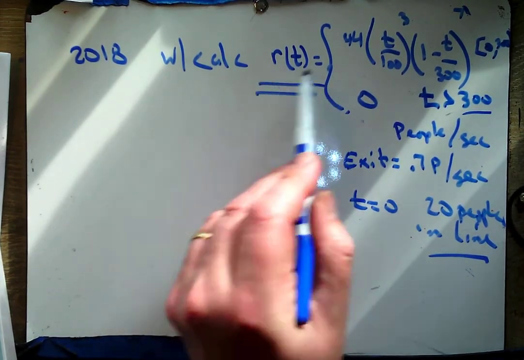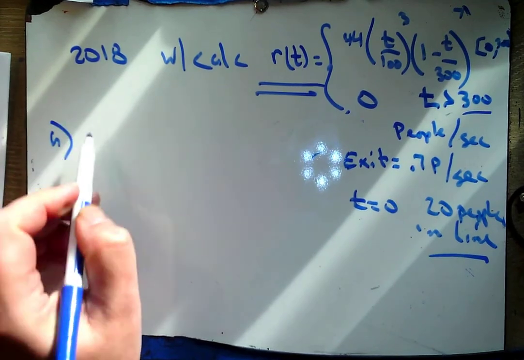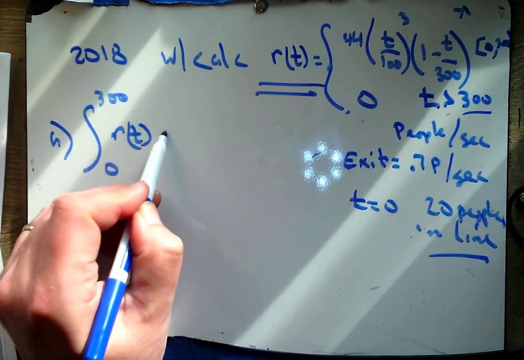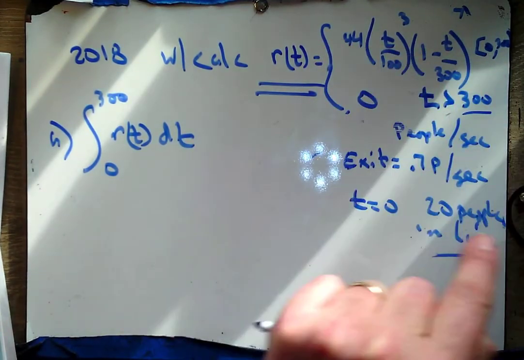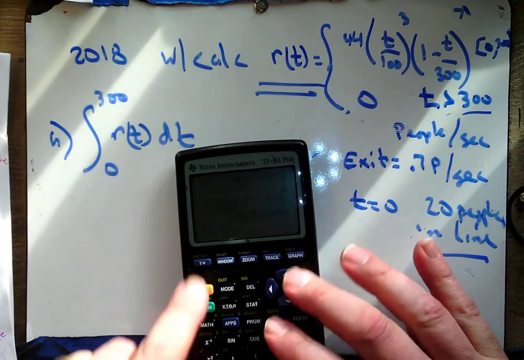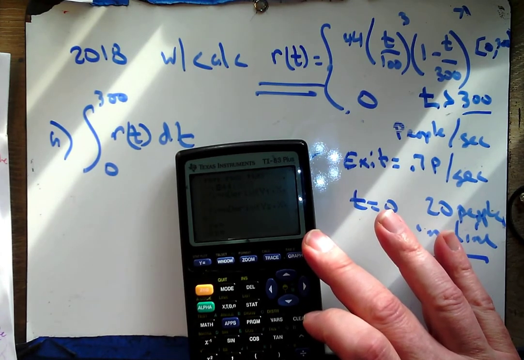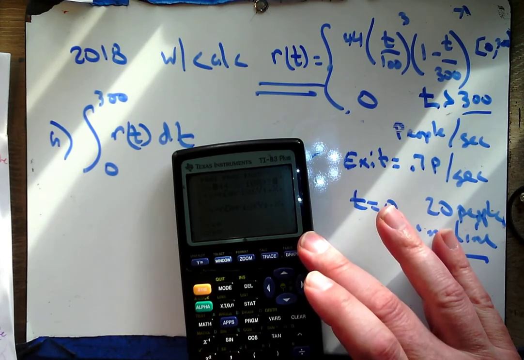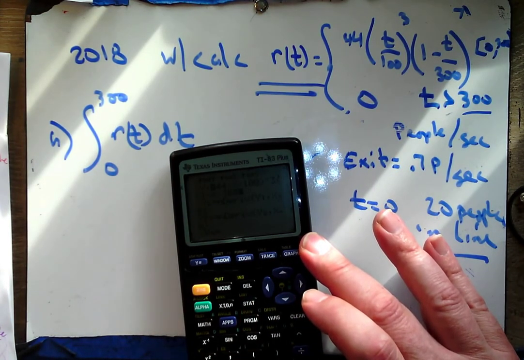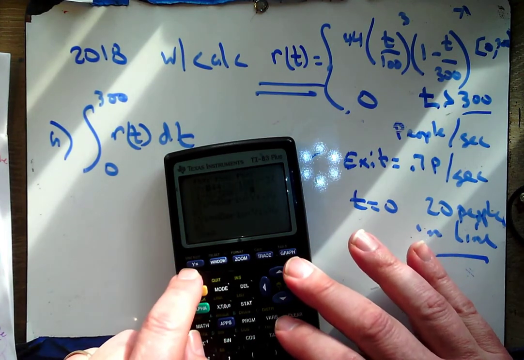Well, this is the rate at which people enter the line, and I want to know the total number of people who enter the line. So what I'm looking for in part A is the integral from 0 to 300 of r of t dt. I'm not worried about this part, just this part. Right? The first 5 minutes, how many people enter the line? It's a straight integral. College Board normally asks this kind of thing, and I think the hardest thing about this kind of problem is, can I type that function in properly? So 44 parentheses t divided by 100, close parentheses, raised to the third, times, parentheses 1 minus t divided by 300, close parentheses, raised to the seventh, and there's our function. Okay, and this is what I want to integrate.